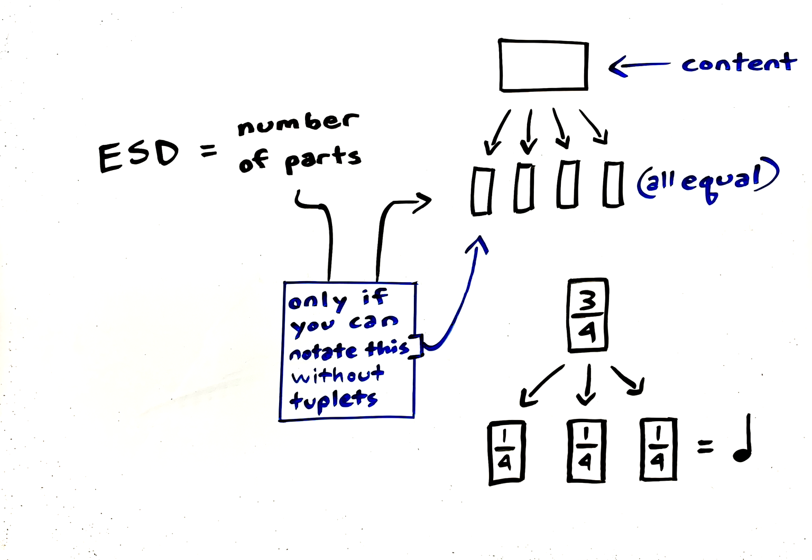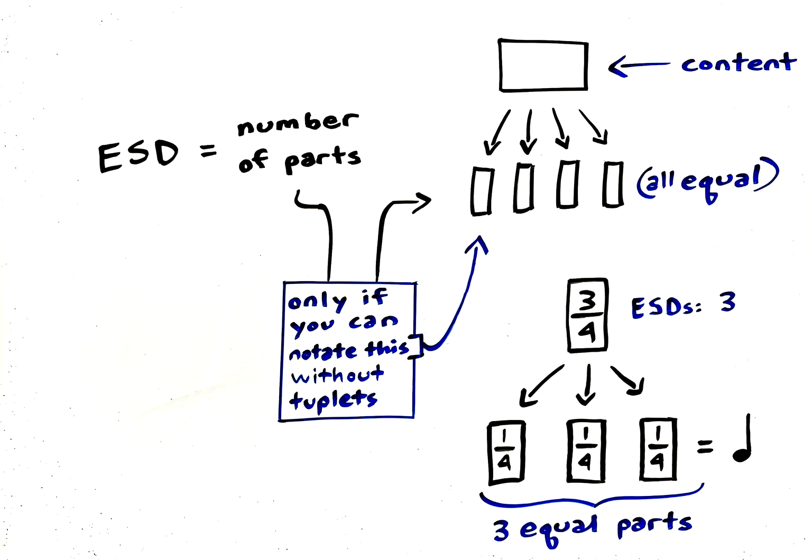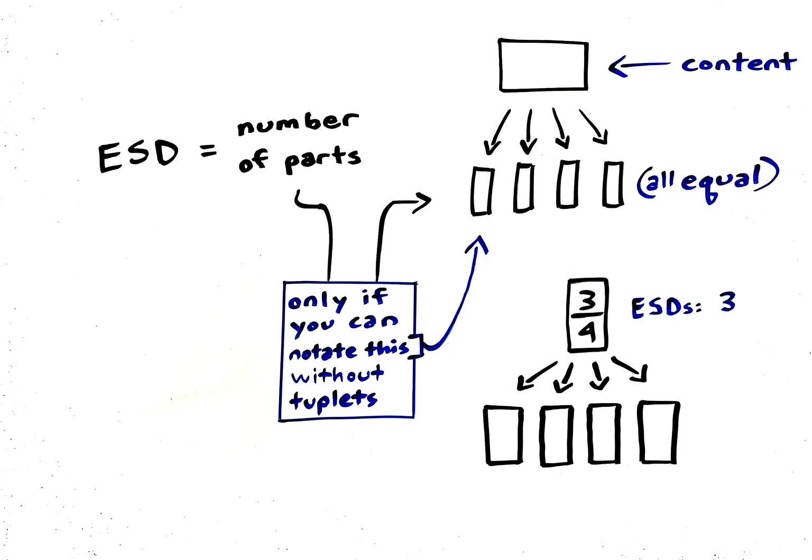Yes, we just write a quarter note. Therefore, a content of 3/4 has an ESD of 3 because we can divide it into 3 parts that can be notated without tuplets. Another example, a content of 3/4 can be divided into 4 equal parts.